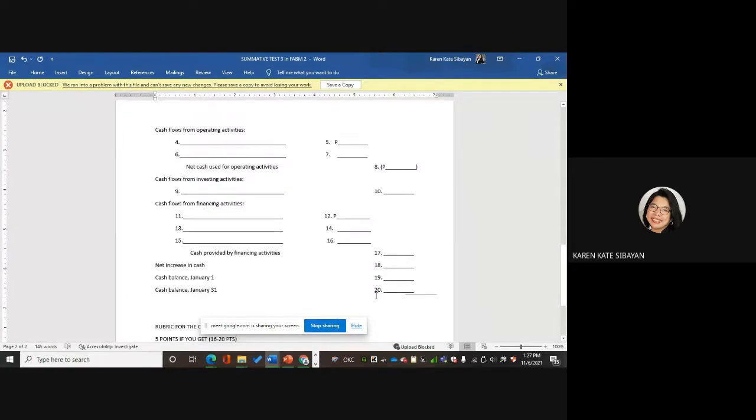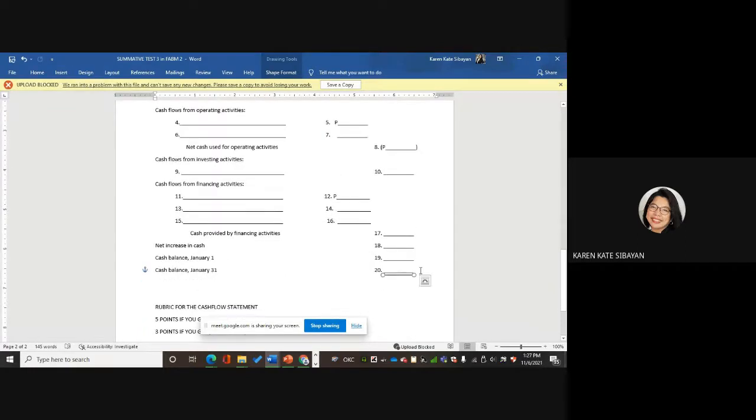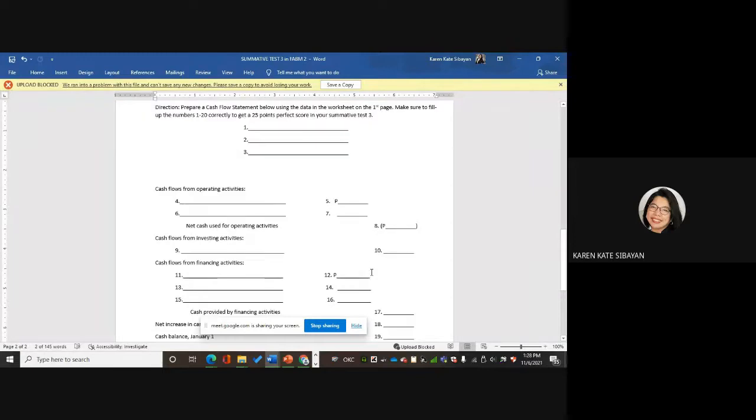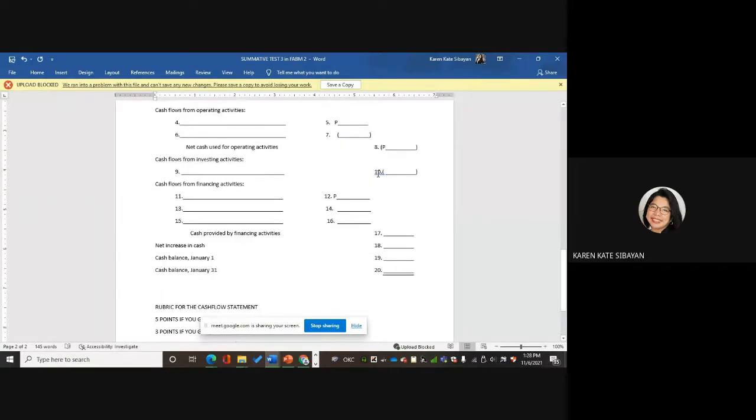Ito dito class ha, double bar line yan. Ibig sabihin this is the final or the total. Okay? So, your total should be the same as your total cash in your balance sheet. So, take note, by the way, this is also a negative. Ilagay na din natin para may clue kayo. Lagyan na natin, pahirapan. And also here.